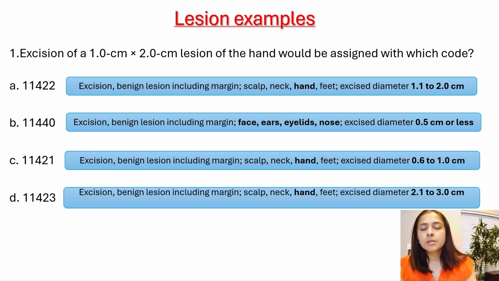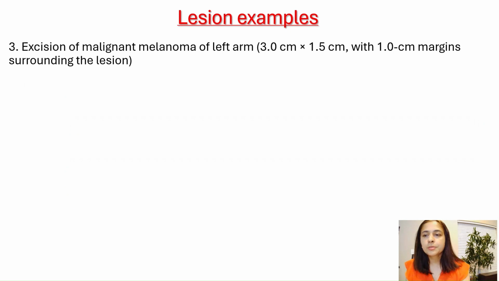So we will take the greatest dimension, which is 2 centimeter. According to the question, the 2 centimeter is the greatest dimension. So we will go with option A, that is excision benign lesion including margin, scalp, neck, hand, feet, excised diameter 1.1 to 2 centimeter. In our question, we have to take 2 centimeter, which is the largest width, the largest dimension, and that is in option A. Option A is the correct code.